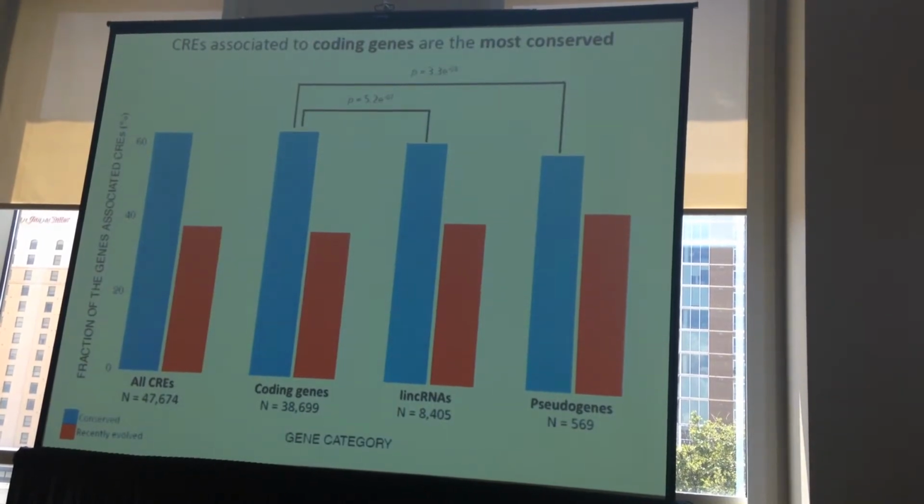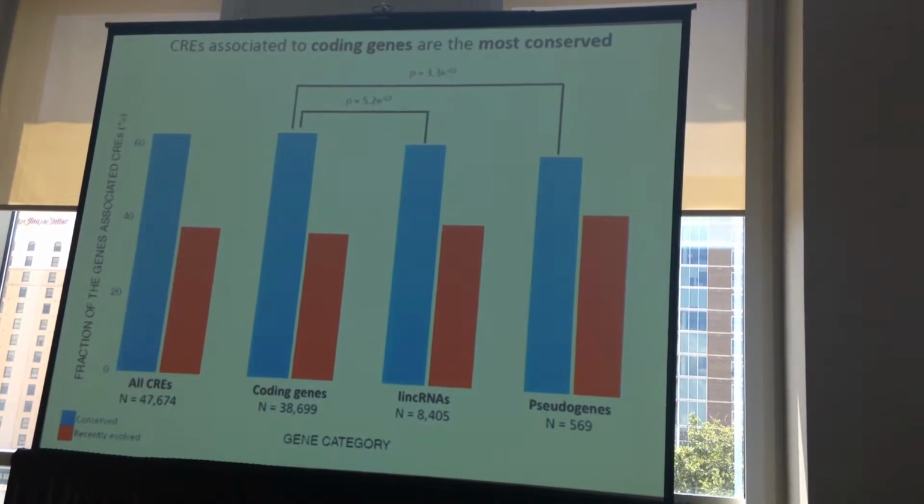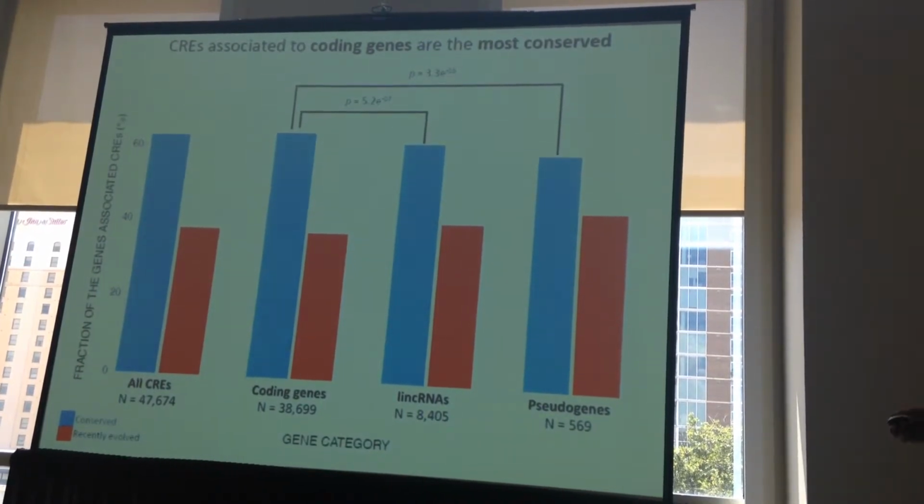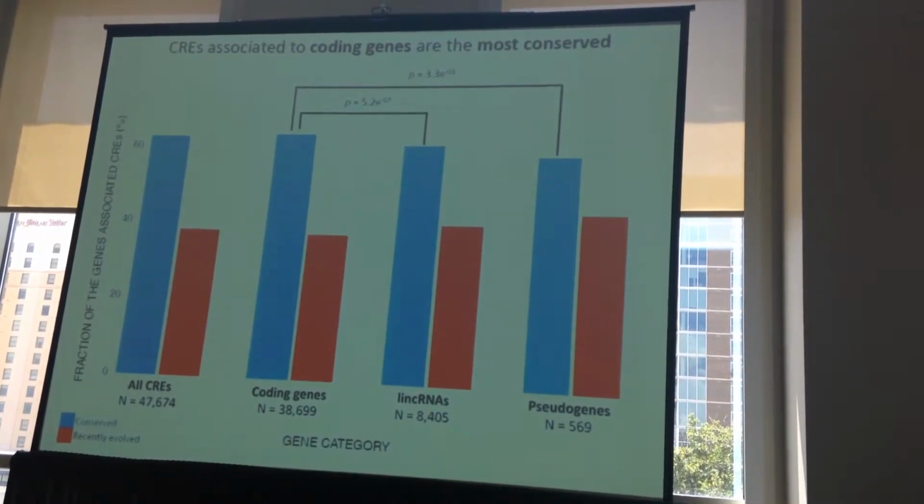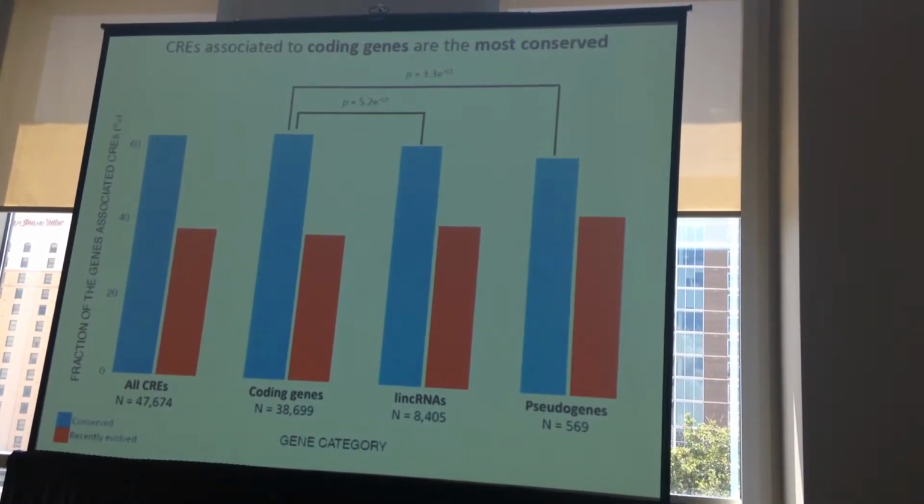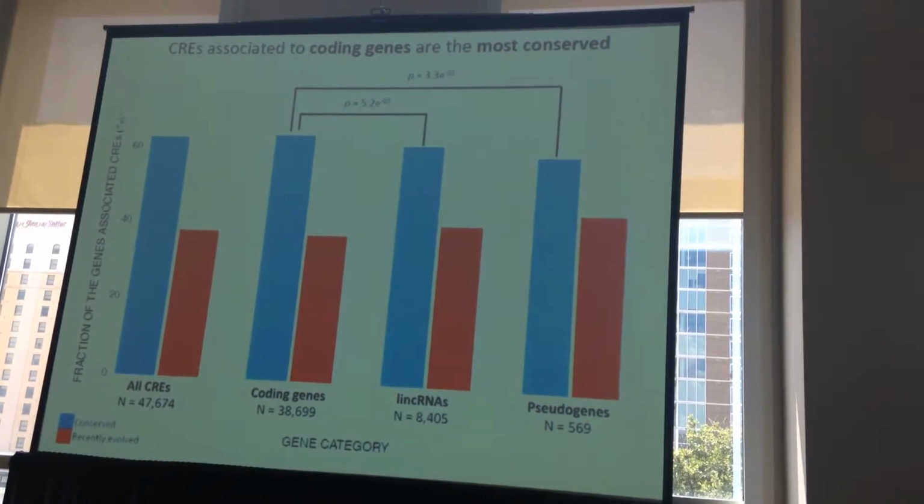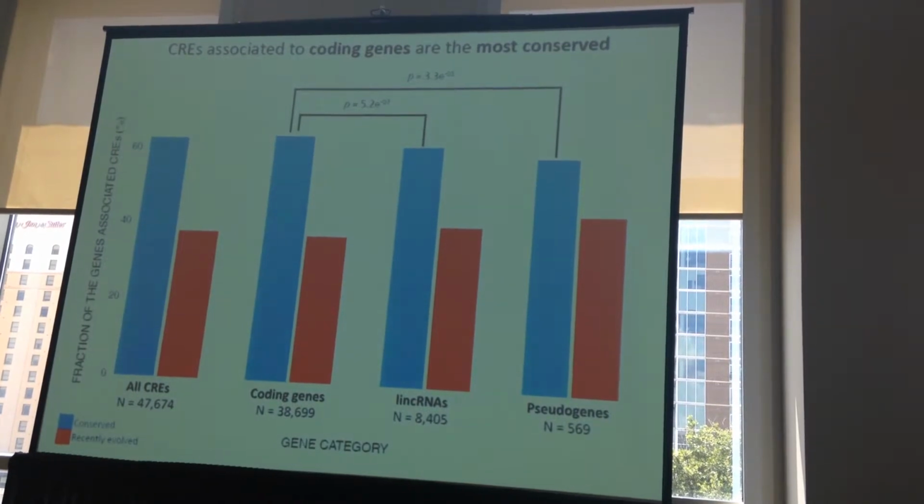So, okay, our next step was, yes, we found that 60% of the human enhancers and promoters, so regulatory elements, are functional in each one of the other primate species, so they are conserved. So what are the features that are associated with this high degree of conservation? The first thing we want to look at is where the genes associated to these specific enhancers and promoters are.